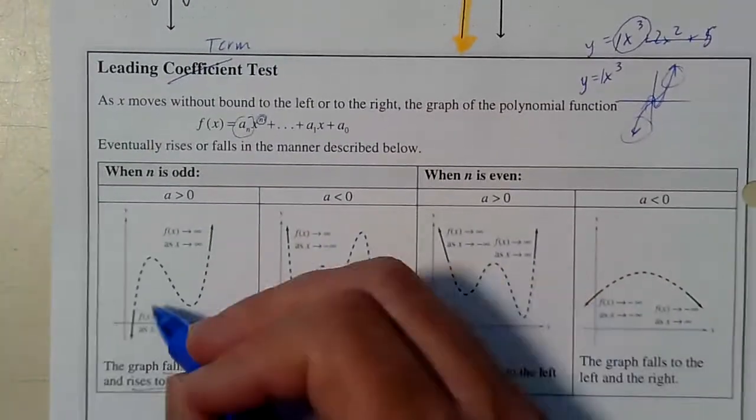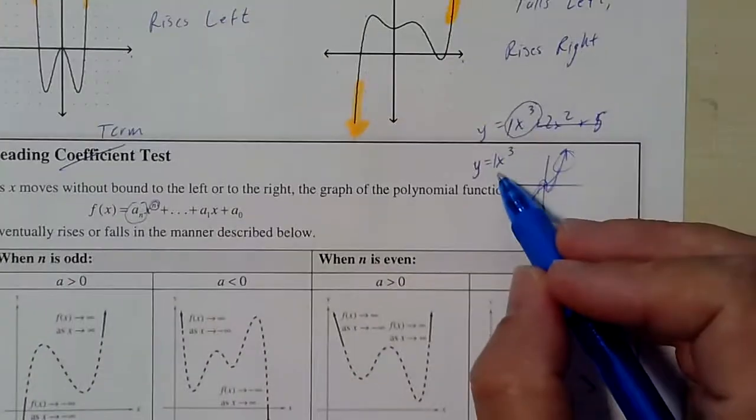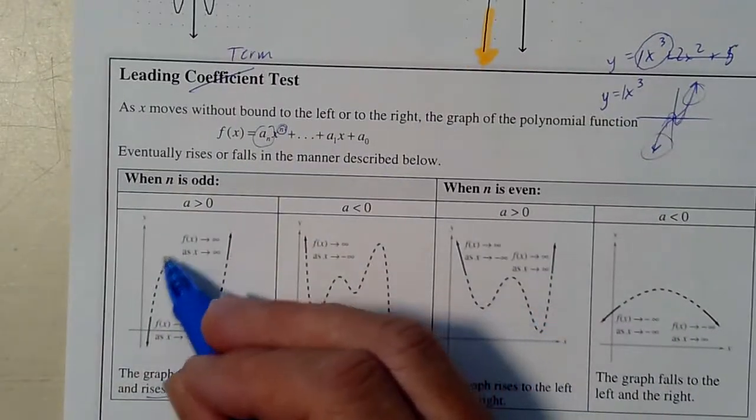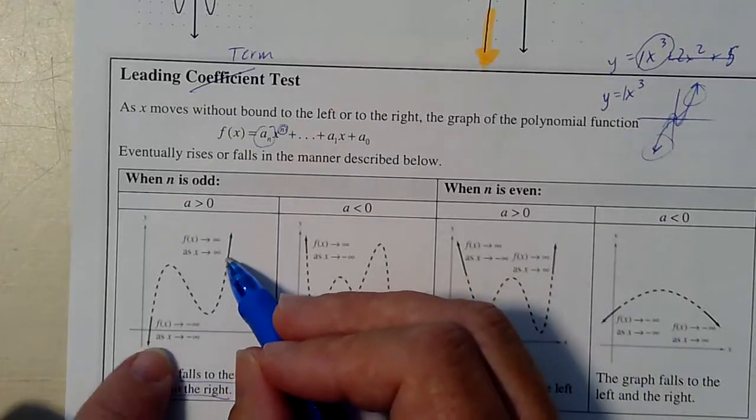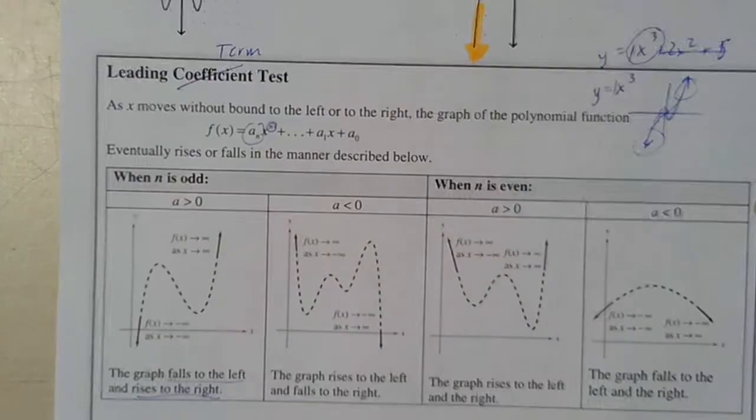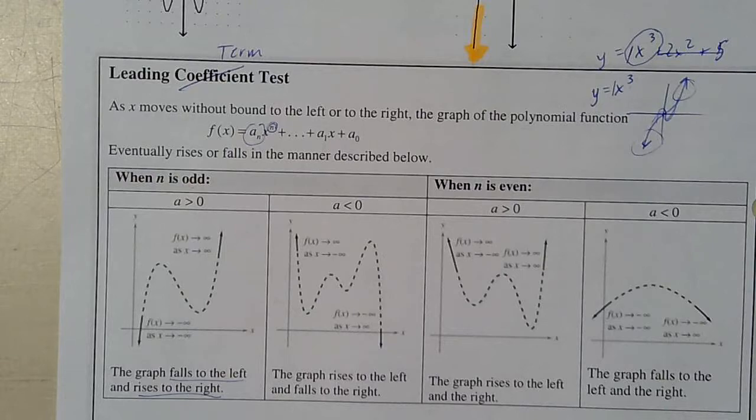And that's why these graphs have these dotted lines, right? Y equals x cubed and y equals x cubed plus 2x squared plus 5 will look different here, okay? But predictable for large values of x. Hopefully that makes sense. Can't explain it any differently.